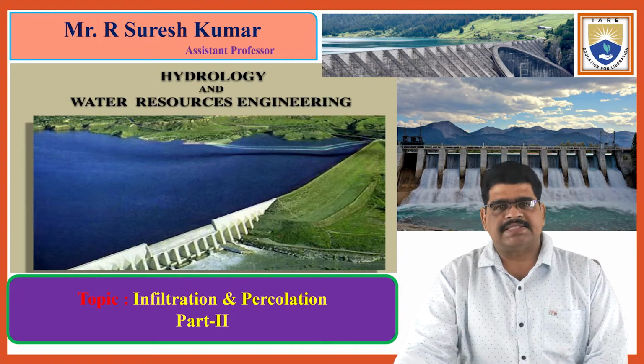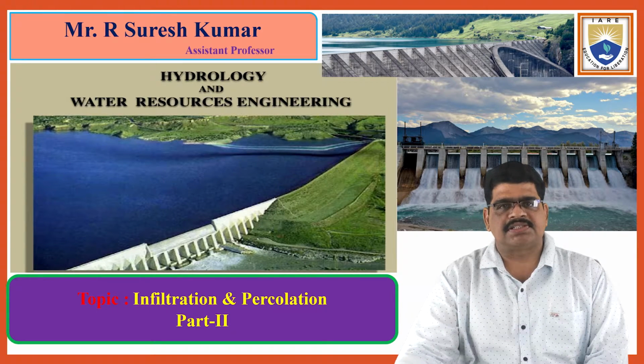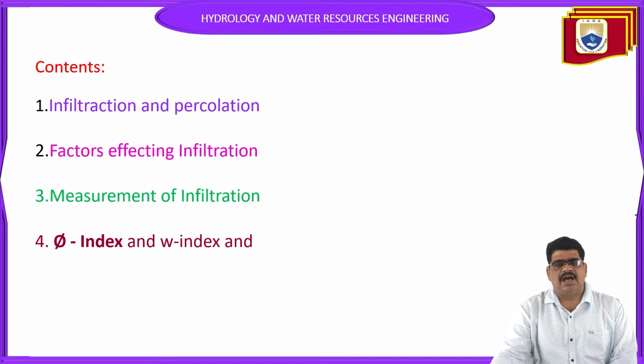In the previous lecture, we discussed some of the contents on infiltration: infiltration and percolation, the factors affecting infiltration, and the measurement of infiltration by applying different methods like the single ring infiltrometer, the double ring infiltrometer, and infiltration simulators used for calculating infiltration. Now we will discuss the topic of W index and Phi index.